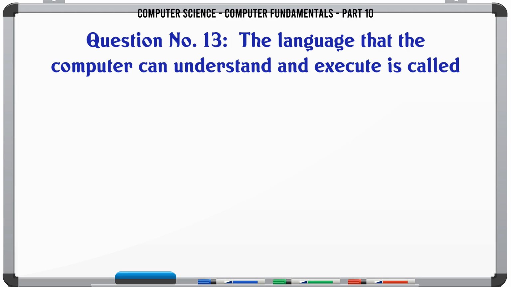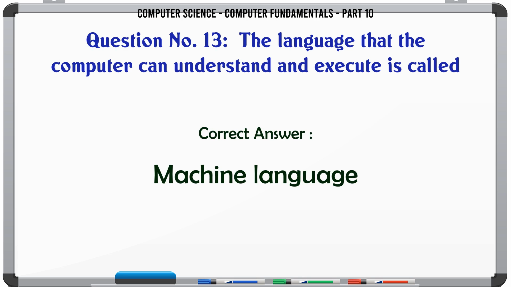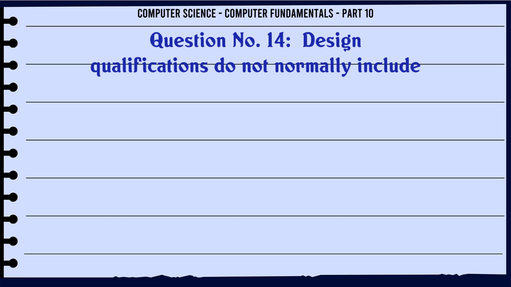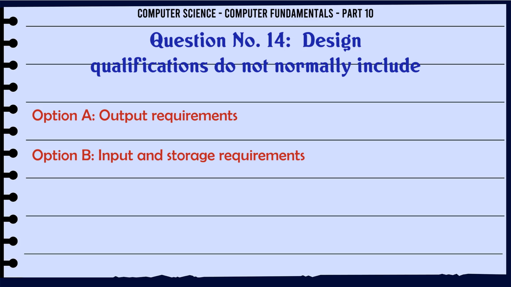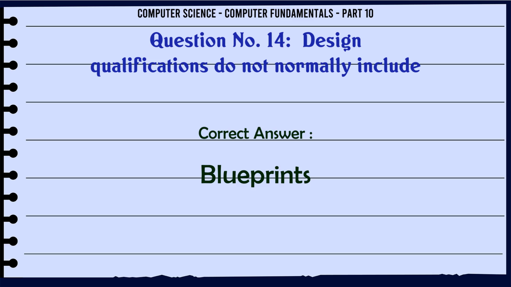The language that the computer can understand and execute is called A. Machine language. B. Application software. C. System program. D. All of the above. The correct answer is machine language. Design qualifications do not normally include A. Output requirements. B. Input and storage requirements. C. Control provisions. D. Blueprints. The correct answer is blueprints.